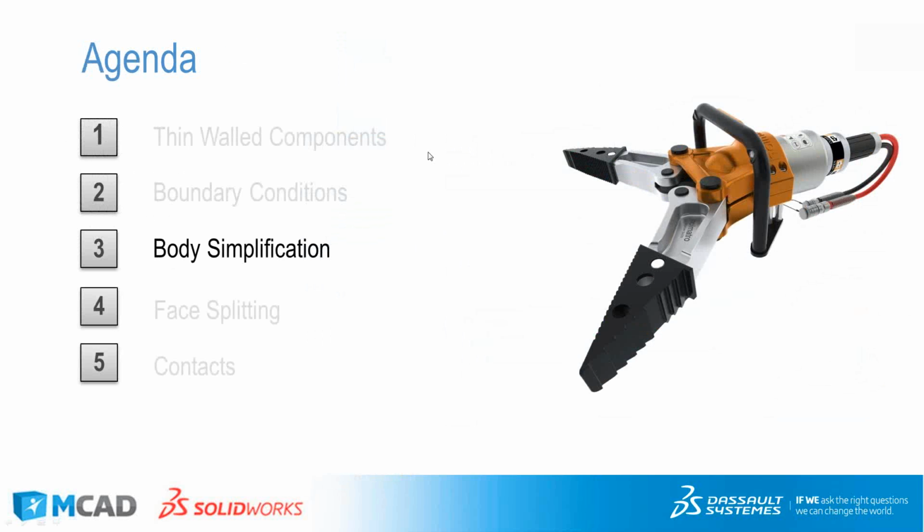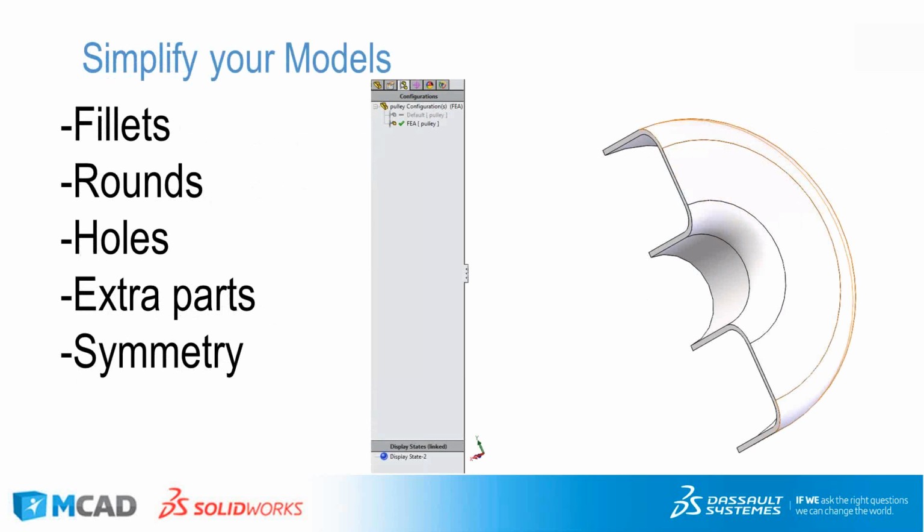Moving on, we're going to look at body simplification and how to simplify your bodies to make them easier to solve and avoiding unnecessary geometry. So you can see on here that this pulley that I have has two configurations. It's got the default and it's got what I've called the configuration of the finite element analysis one, the sim configuration. And in the default one, it's fully featured.